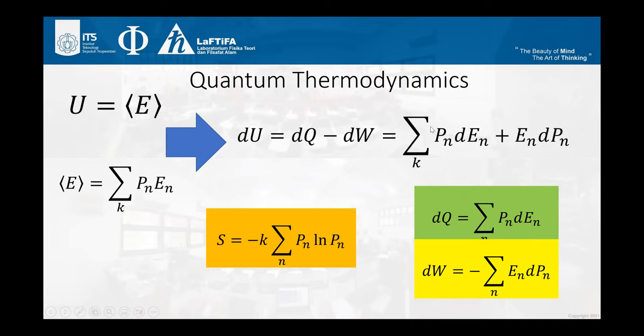And then we make some noise. Heat enters here, and we have work here. Then we choose the heat to be this term. Why? Because this term is the Shannon entropy, and the entropy is related to the probability of the system. If we change the entropy, the probability will also change.